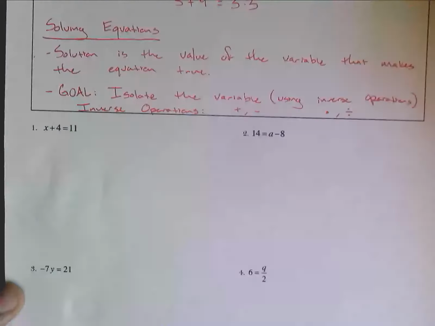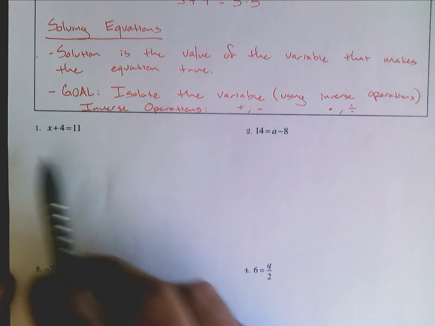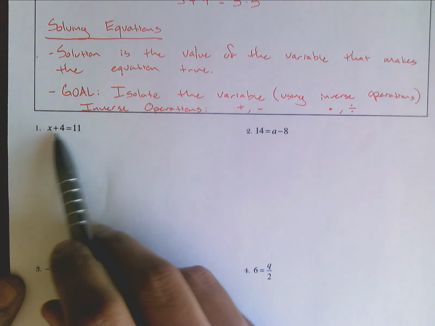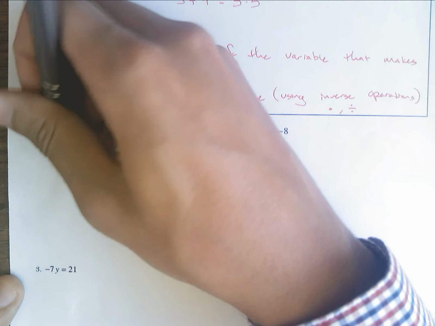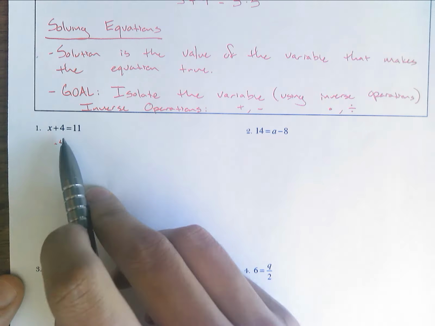Let's take a look at a few examples. This first one, we have x plus 4 equals 11. In order to solve this, we're going to take a look at what operations are occurring in this equation. Well, right now I see we have x plus 4. I see addition. So we're going to use addition's inverse operation in order to solve this. So the inverse to addition is subtraction. So we are going to subtract 4 in order to zero out this plus 4.